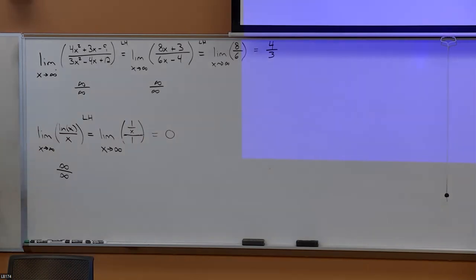Which should make sense. If you graphed out natural log, you'd see it's a very slow growth. And if you graphed x, you can see as it gets bigger fast. You guys know what I mean by that? Good. I'll leave it at that.